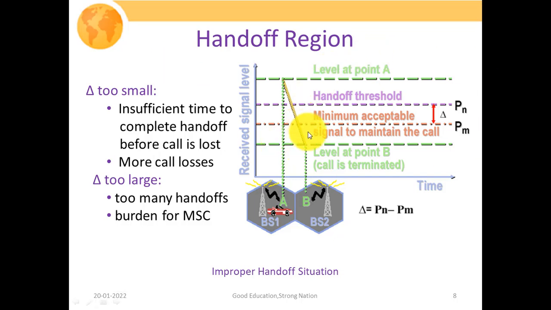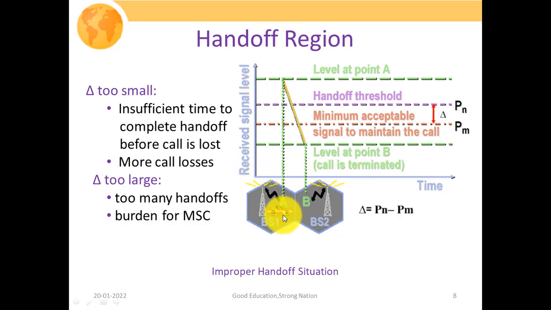This particular figure is showing an improper handoff situation. Here your user is in the coverage of base station 1 and is moving towards the second base station, which is denoted by this base station 2. So in this figure, we are trying to show the received signal strength level of the individual user with respect to time.